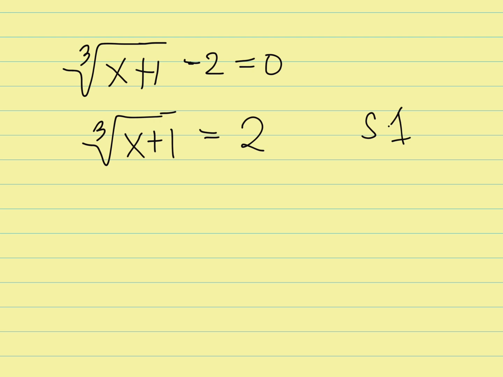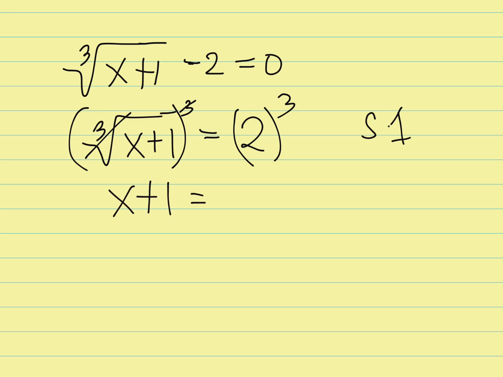Next, after you isolate the radical, raise both sides to the nth power. Since our index is 3, therefore we raise both sides by 3. Okay, cancel this one. So we have x plus 1 equals 2 cubed. Okay, so x plus 1 equals 8. Next, third step.